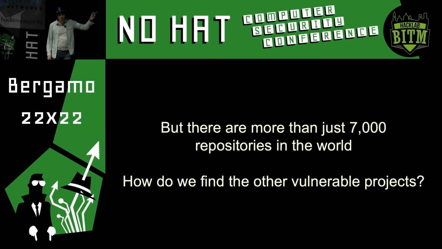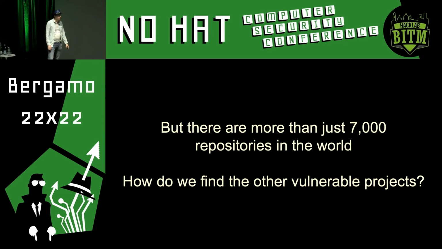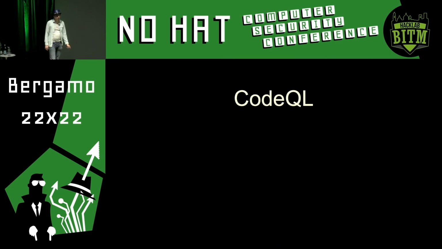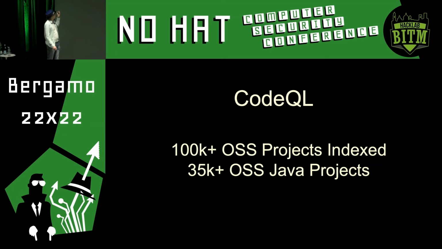The problem is, though, I told you earlier, Moderne is indexing 7,000 open source projects, but there are more than 7,000 open source Java projects in the world. How do we find the other vulnerable projects? And this is where CodeQL comes in. CodeQL scans hundreds of thousands of open source projects and over 35,000 open source Java projects.